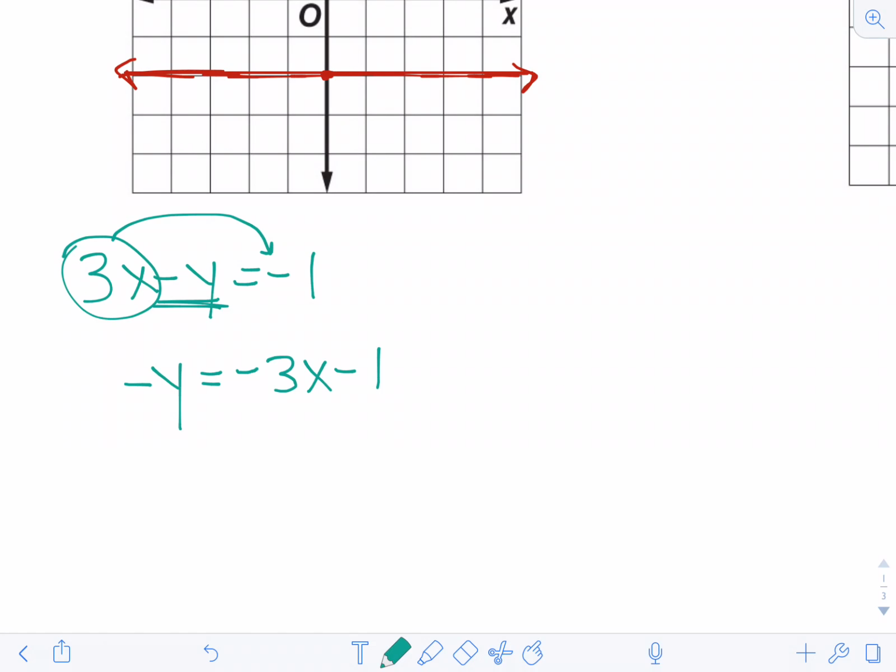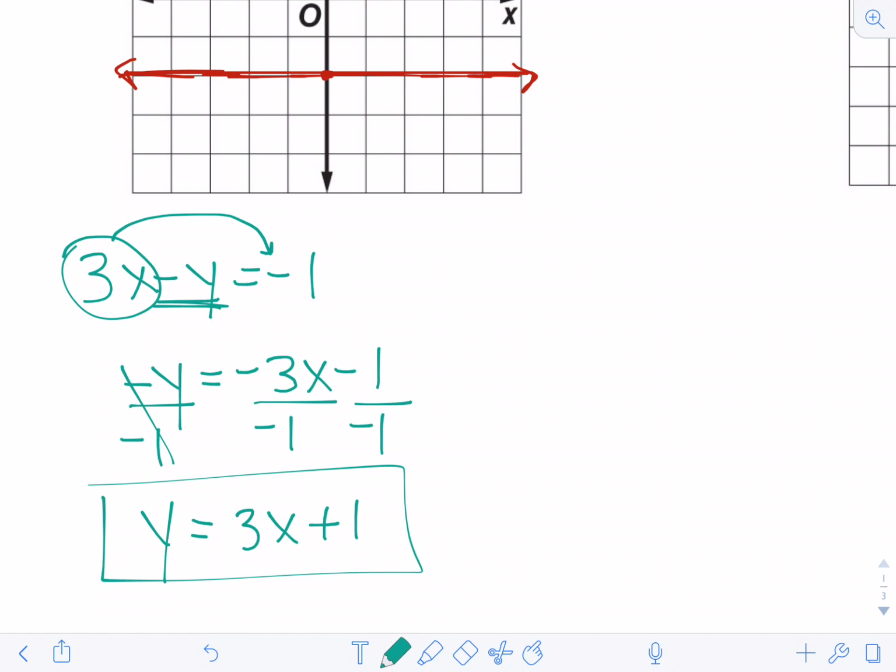The second thing is your great divide. So we're going to divide everything in here by a -1. When you do that, all it does is change the sign. So the negative becomes a positive, and the negative becomes a positive. So here is my second graph.